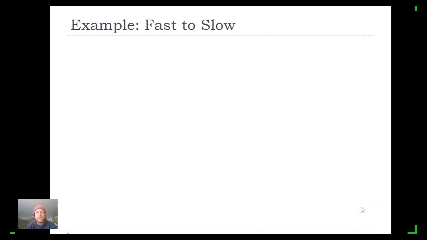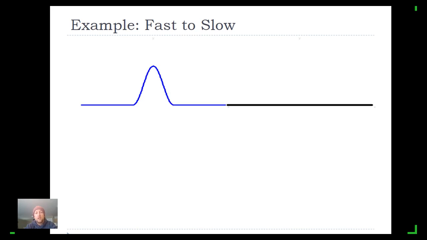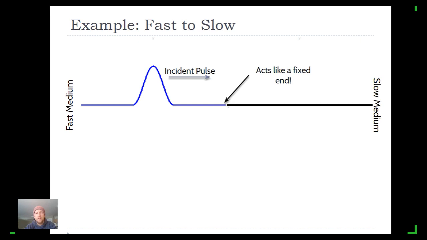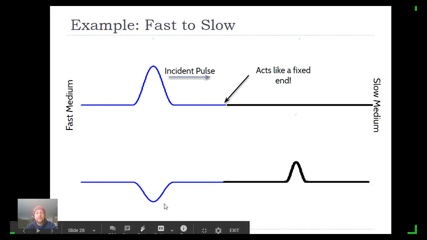All right, and lastly, let's take a look at our example here. We're going from a fast to a slow medium, so something that has low density to a high density medium. We have the incident pulse traveling towards the right here. As I already mentioned, we have fast and slow mediums based on their densities. What ends up happening is that the end there acts as a fixed end, and so the reflected wave is going to be inverted, as you see right over here.